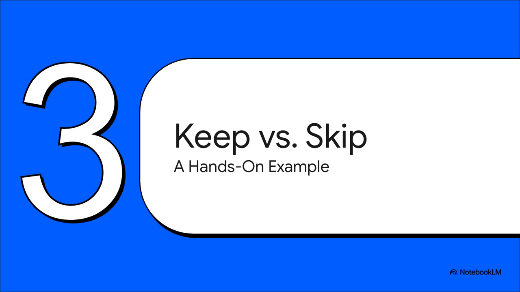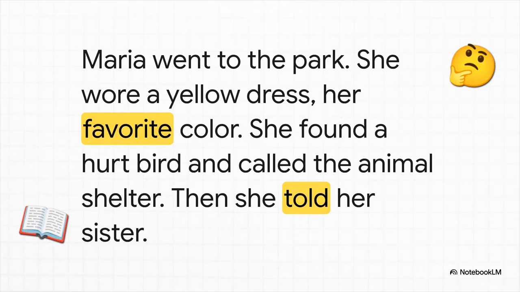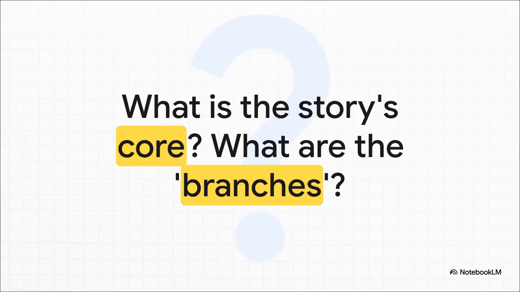All right, so we've got the theory down, but what does this look like in the wild? The lesson gives us this great little example so we can see what to keep and what to toss out. Okay, let's meet Maria. Here's her little story. Maria went to the park. She wore a yellow dress, which is her favorite color. She found a hurt bird and called the animal shelter. Then she told her sister and watched a TV show. Okay, so before we go any further, just think for a second. If you had to trim this story down, what's the absolute core of it? What are those extra branches that aren't totally necessary?